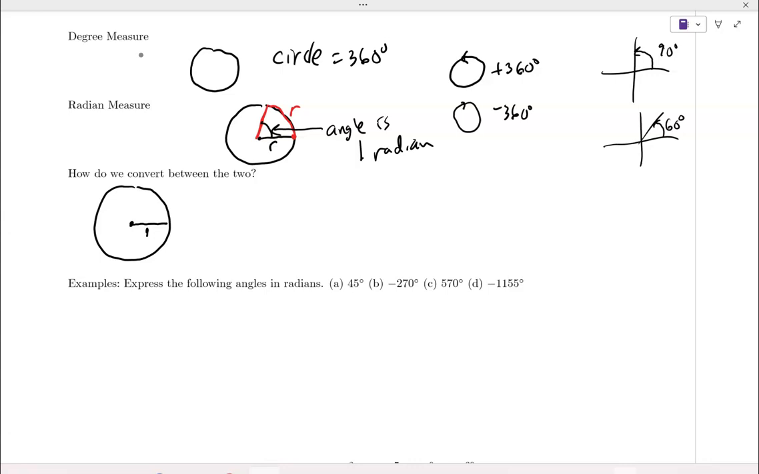But I should be able to figure out how long it takes to get all the way around the circle in terms of circumference, right? Radian measure is in terms of length. In terms of degrees, all the way around is 360. In terms of length, if I go here and go all the way around, how long did I go if the radius is 1?